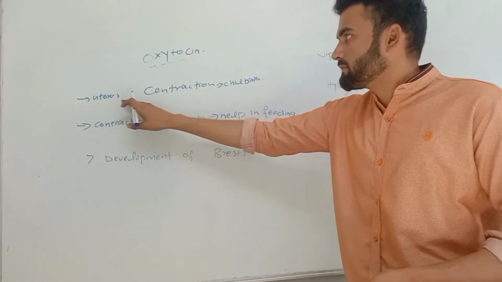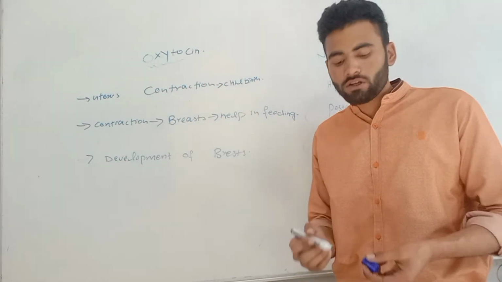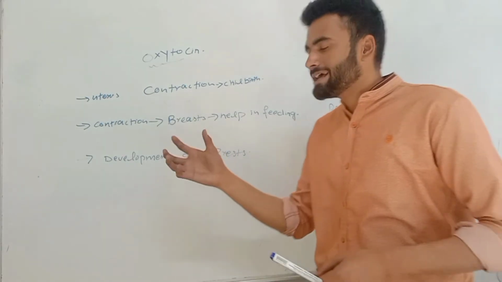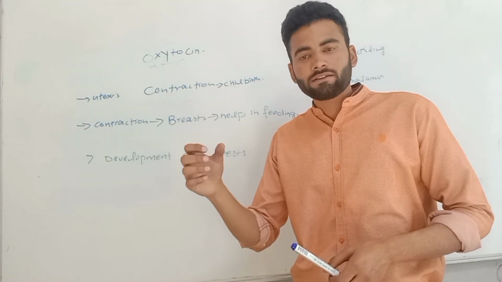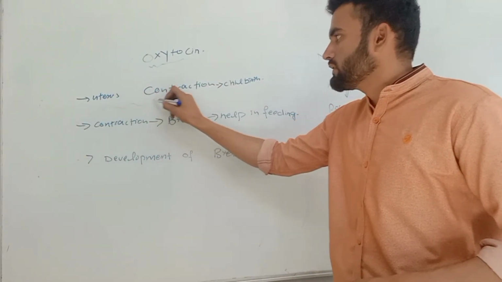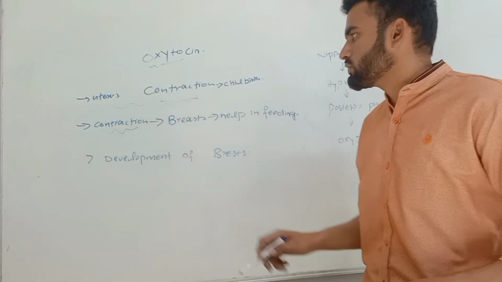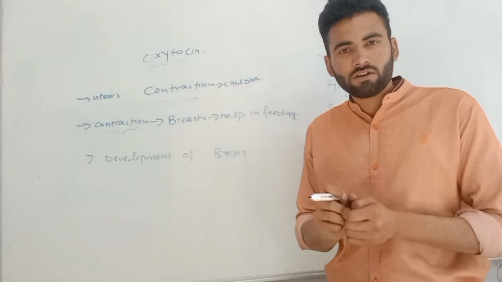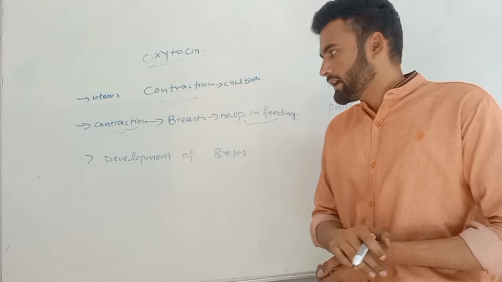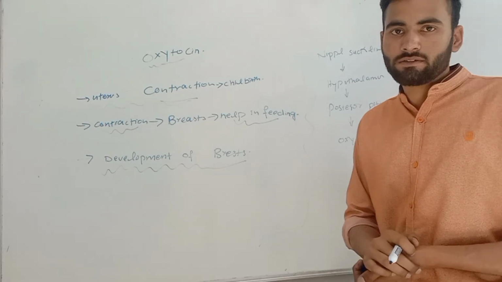Okay, so let's talk about the functions of the oxytocin. The first function of the oxytocin is that it is highly secreted during the process of childbirth because it is necessary for the contraction of the uterus that happens in childbirth. So this hormone helps in the uterus contraction during childbirth, and this hormone also helps the contraction of the breast, which proves helpful for the feeding process. And also this hormone is necessary for the development of the breast.